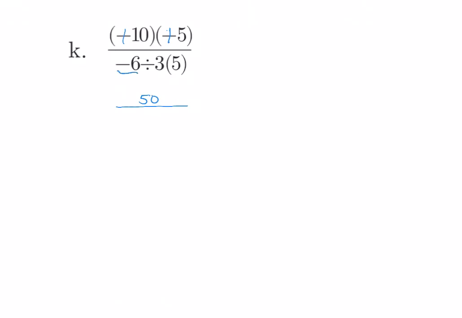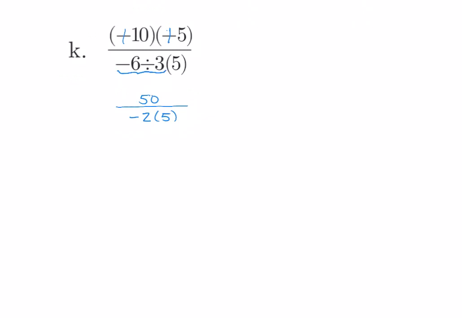On the bottom, we can divide. Negative 6 divided by 3. Remember, we want to do multiplications and divisions from left to right. So we get negative 2 times 5.